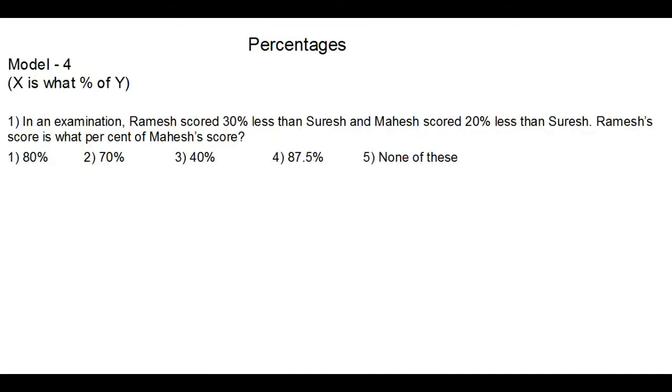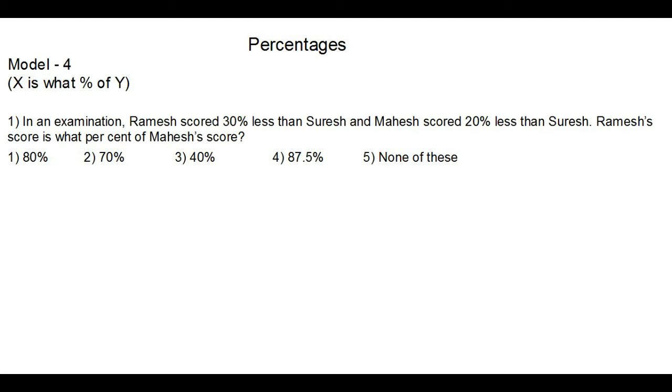Let us now take an example based on the model that we have just discussed. The question here is, in an examination, Ramesh scored 30% less than Suresh and Mahesh scored 20% less than Suresh. So Ramesh's score is what percent of Mahesh's score? As you can see, the question is in the form of X is what percent of Y. So our answer here should be Ramesh's score by Mahesh's score into 100.